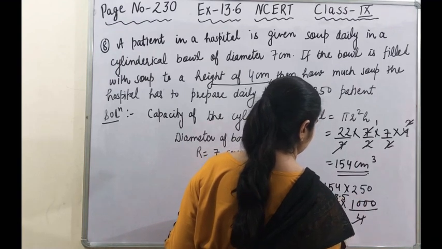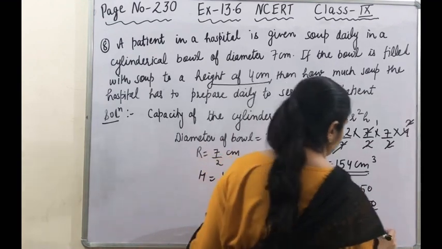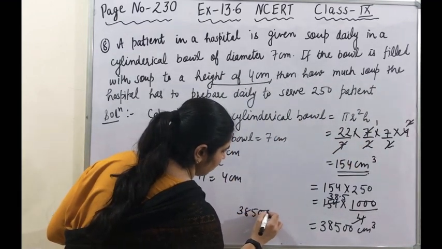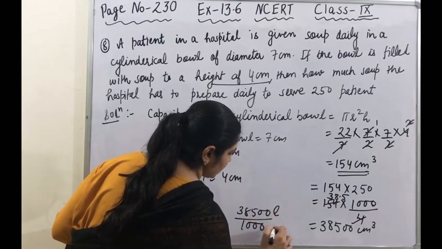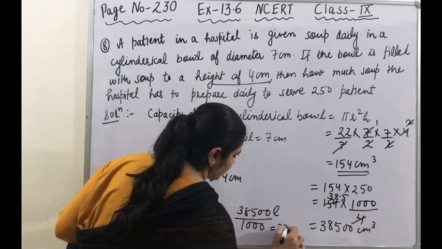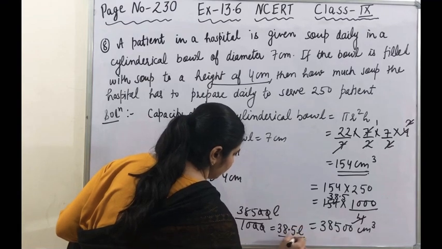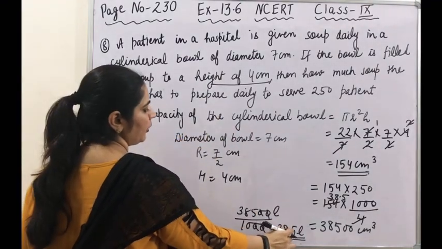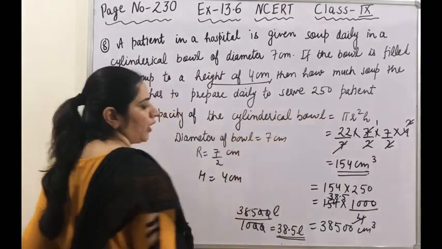38.5, which is equal to 38500 centimeter cube, and easily we can convert into liter. Here I am writing as 38500 divided by 1000 liter, which is equal to 38.5 liter. Therefore, the hospital has to prepare 38.5 liter of soup to serve 250 such patients. I hope I am clear.